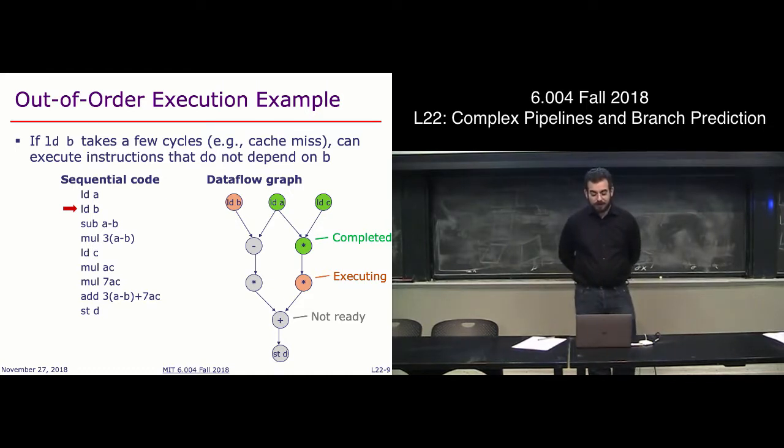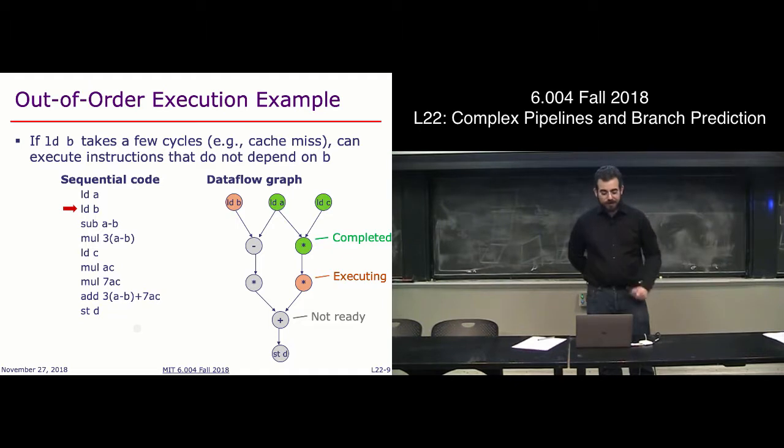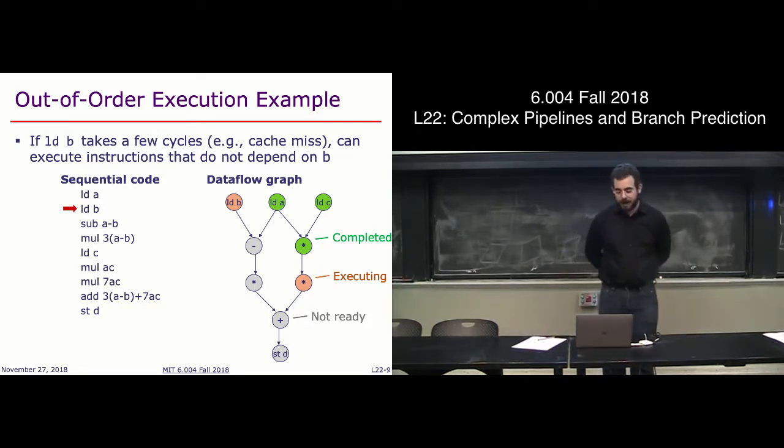Here's pictorially how this works. The processor is trying to execute B, and B has not completed execution yet, but it can make progress through operations that are not dependent on the results of B. In this case, it has already completed the loads of A and C and the execution of A times C. It is executing 7 times A times C, and so on. What processors actually do is you pass them this sequential code, this series of instructions, and they dynamically recover the data flow graph. They dynamically recreate this graph internally, and then they run instructions as soon as they can.